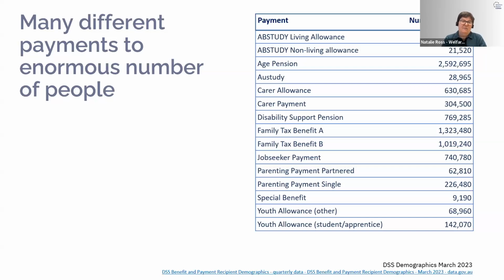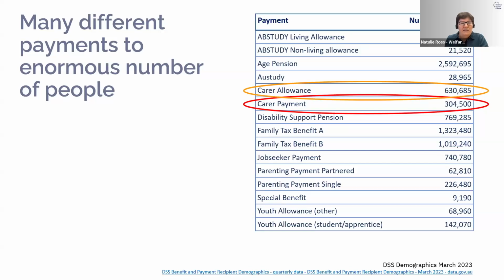So, as Bree said, I'm Natalie Ross, one of the lawyers here at the Welfare Rights Centre, and I'm going to talk to you today about payments for carers, which includes carer payment and carer allowance. You can see that there are many people in our community who are getting payments as carers. For carer payment, it's about 300,000 people, and for carer allowance, over 600,000 people. So that's a significant proportion of people getting Centrelink payments are carers.